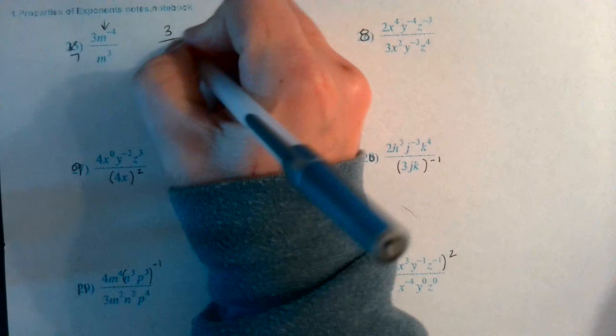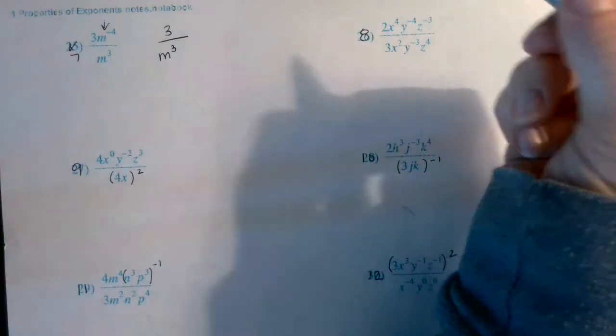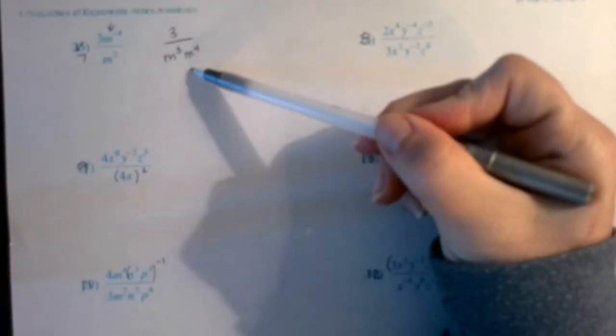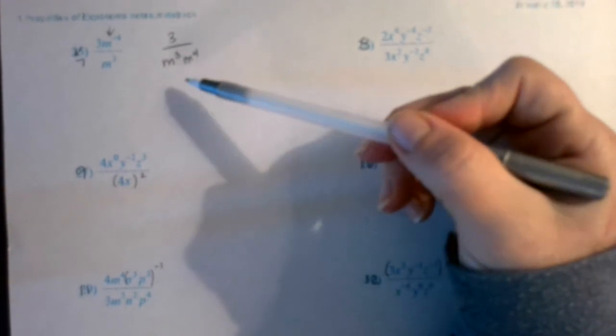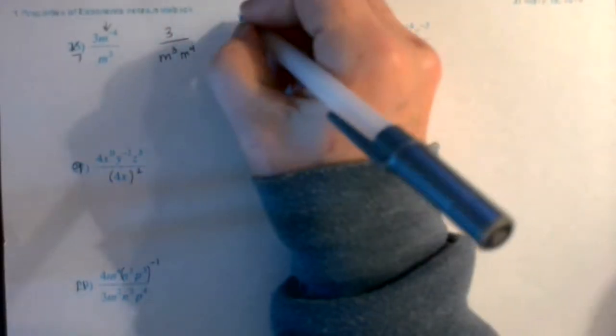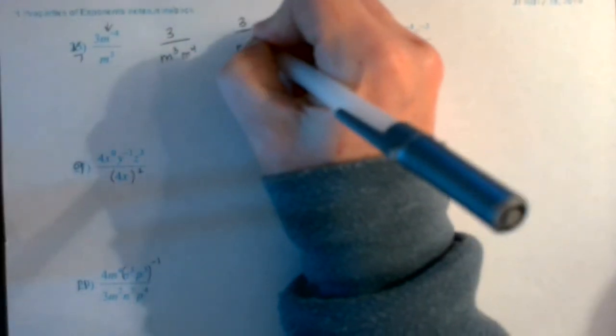So the 3 stays, the m to the third stays, but my m to the fourth now moves to the bottom. Since both of these m's are in the same side in the denominator, I add them together. So my answer will have 3 over m to the 7th.